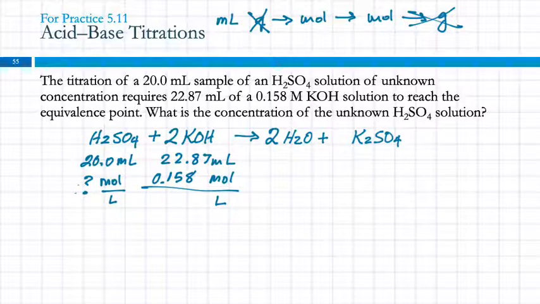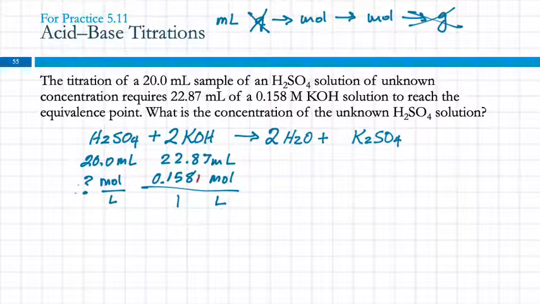So here we've got milliliters and liters getting all mixed up together again, right? And this is going to happen most of the time because we measure stuff in reasonable quantities using milliliters, but molarity is moles per liter. But if we look at this molarity that we're given, 0.158 moles per liter, that means that 0.158 moles is equal to 1 liter of solution, right?